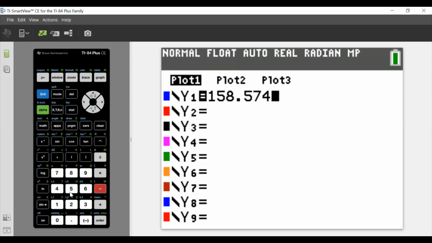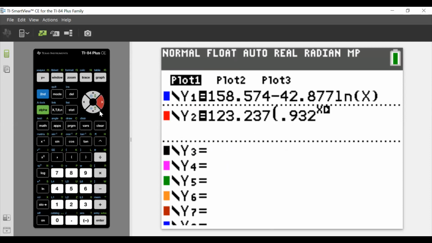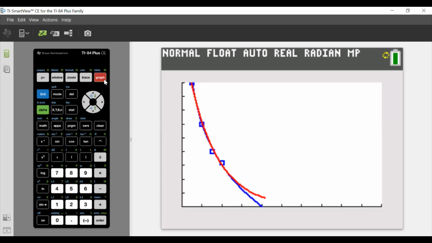158.574 minus 42.877 ln of x, if I remember. Yep. And then the other one was 123.237 times 0.932, and that's raised to the x. And so now, graph those.